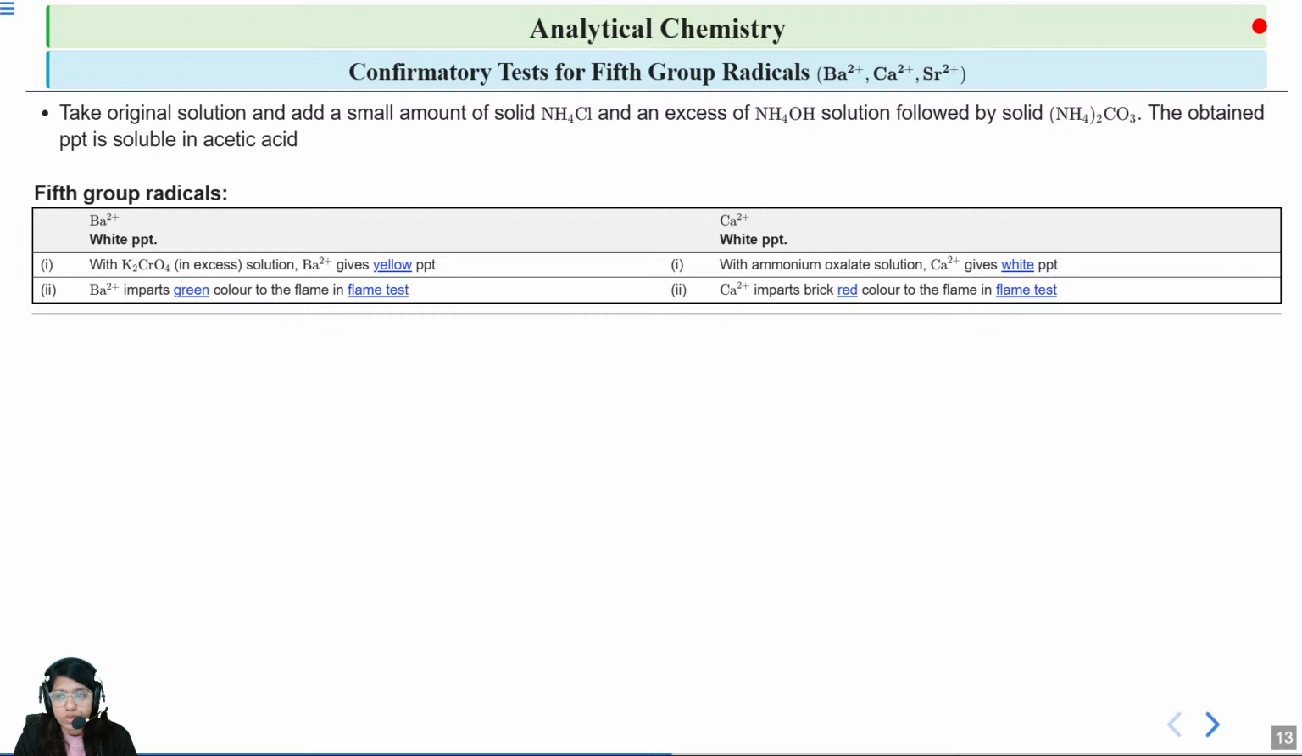Additionally, we have a flame test. Barium imparts a green color to the flame in the flame test, whereas calcium gives a brick red color in the flame, which helps us to distinguish between the barium and calcium ions.